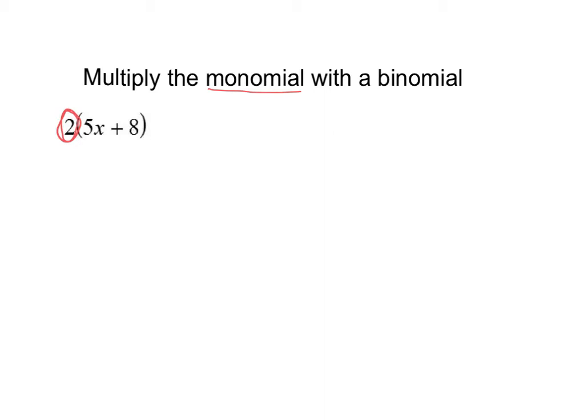And then a binomial is a polynomial with two terms. So I have 5x as one term, 8 is another term. So I want to multiply these things together, and I'm basically going to distribute. So 2 times 5 is 10. X comes along for the ride. Then 2 times 8 is 16. So because it's positive, plus 16. And now I simplify this by multiplying.